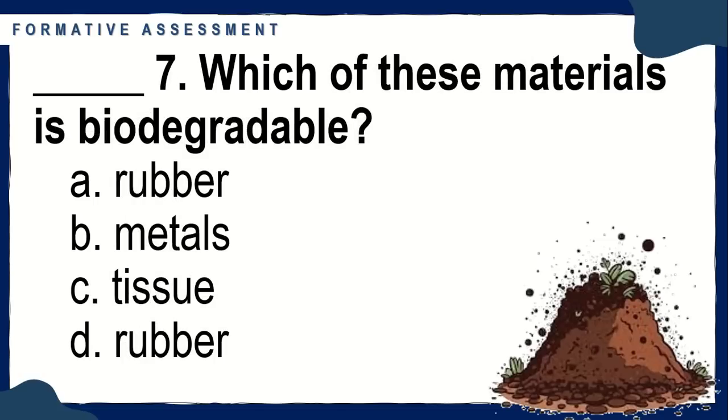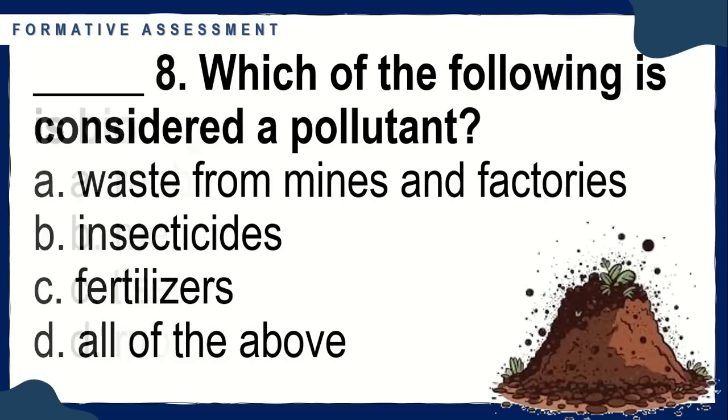Number 7. Which of these materials is biodegradable? A. Rubber, B. Metals, C. Tissue, D. Rubber. Number 8. Which of the following is considered a pollutant? A. Waste from mines and factories, B. Insecticides, C. Fertilizers, D. All of the above.